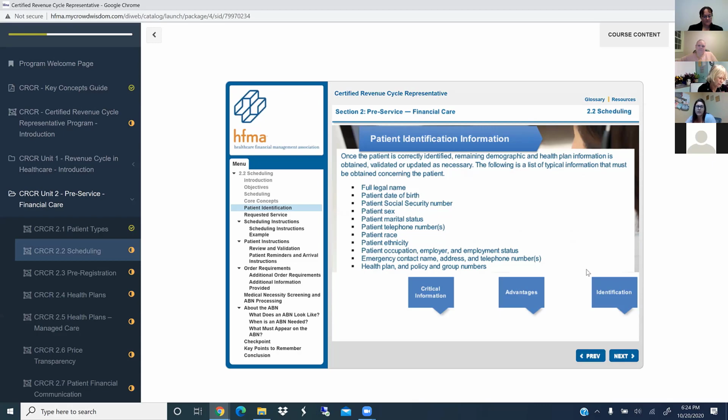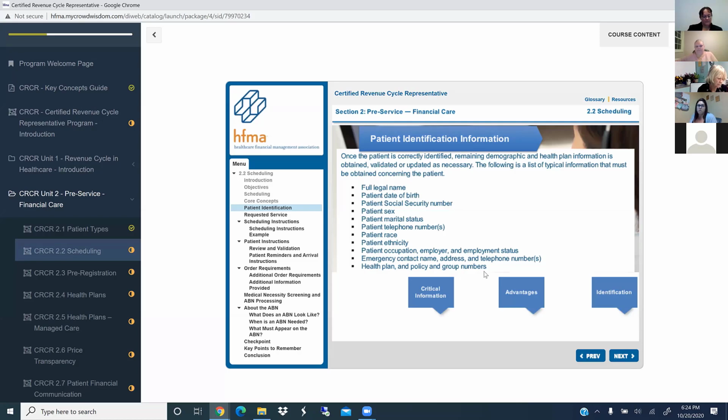Just say, can you please verify your address today? Can you please verify your date of birth? Can you please verify this? Ask them the question versus telling them the information and them just saying yes or no. Okay. And then if you click on identification, it's just a list of other identifiers that you could ask the patient, and it could be part of their medical record.